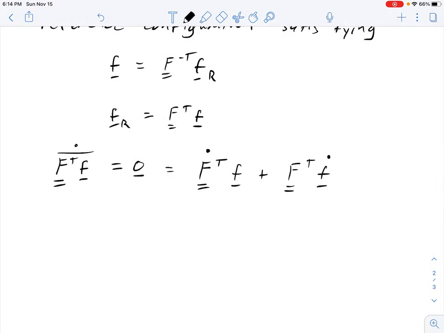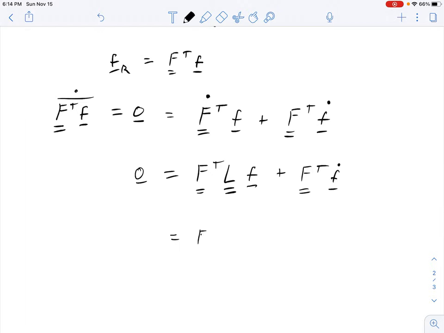All right, well, we came up with an expression for the time derivative of F in terms of L, so we can take the transpose of that whole relation, and we have that the vector zero is equal to F transpose times L transpose times f, so F dot transpose is F transpose L transpose. And then plus F transpose f dot. We can factor out the F transpose, and we have L transpose f plus f dot.